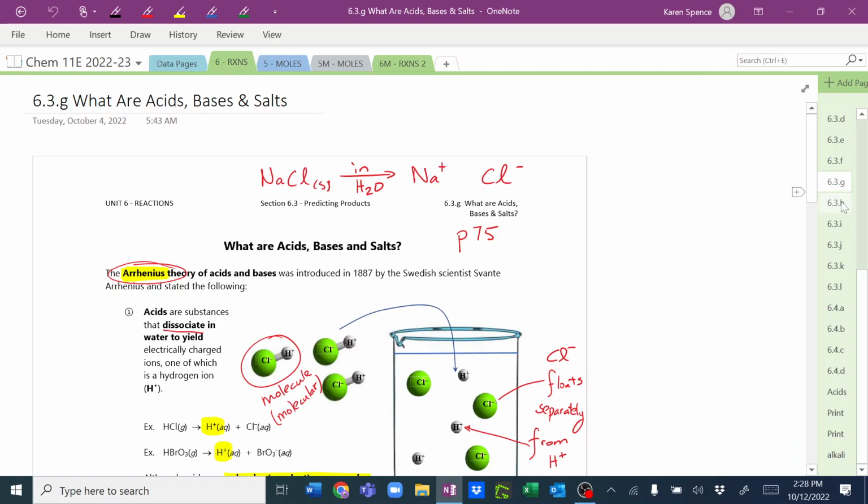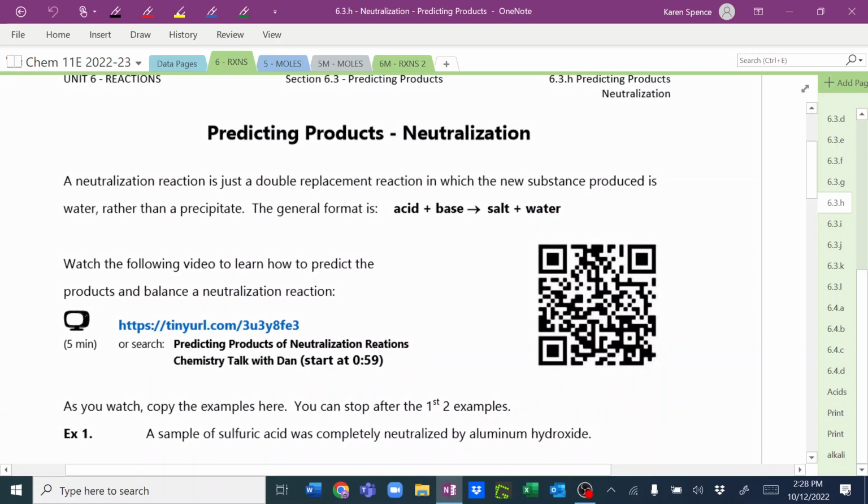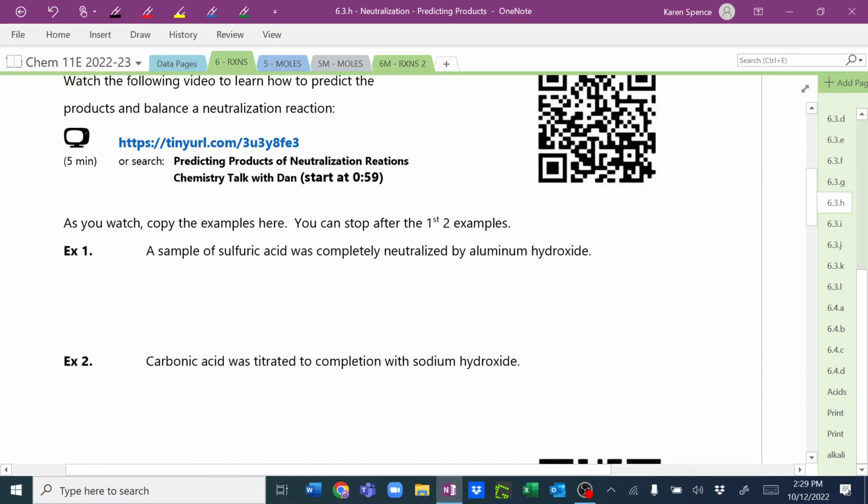We did this one, 6.38, predicting products of neutralization. Acid plus base gives salt plus water. If you wanted to, you could watch Chemistry Talk with Dan, but we're going to do it together. So we have sulfuric acid. Do you remember what it means when we have an ic acid? I ate something icky, yes?